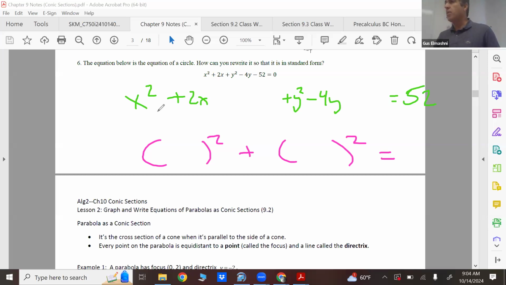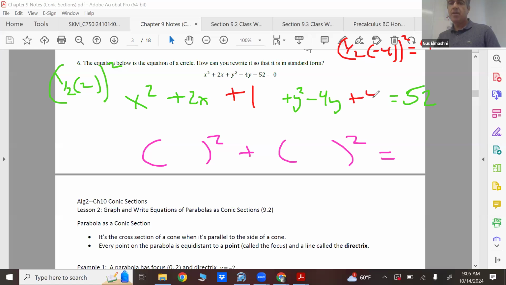x squared, of course, is a perfect square, right? The square root of x squared is x. Now, because the middle term is 2x, here's a trick. You take half of 2 and square it, which is 1. Great, excellent. So you put plus 1. Next, do the same thing. What's half of -4, and then squared? 4, great.